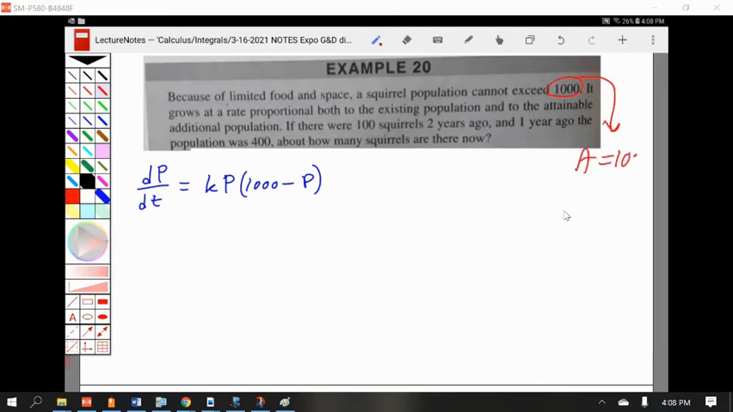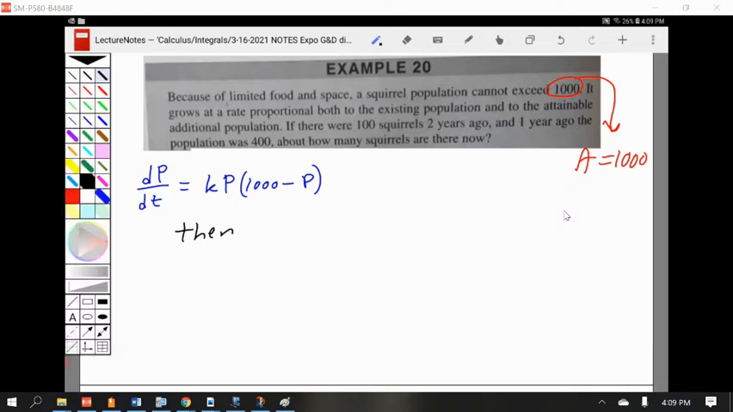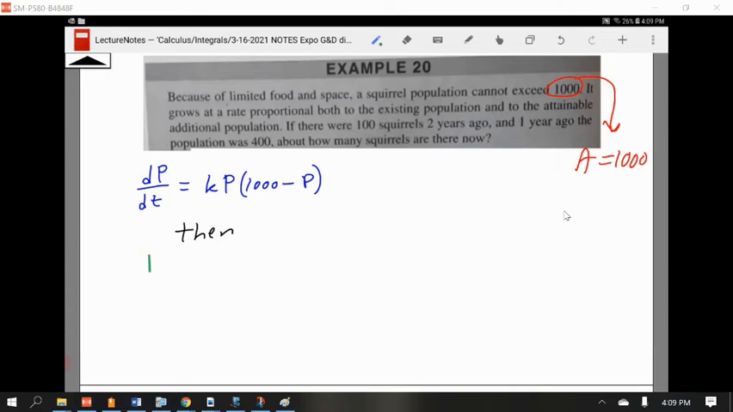A equals 1,000. That's what I read from right there. This is my differential equation. I know the A value, the maximum possible attainable population, right? So since I know that differential equation, then I automatically know its solution. What is the solution to this differential equation? The solution is P equals.